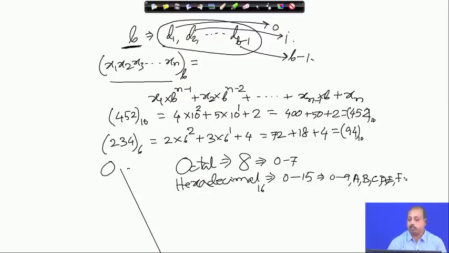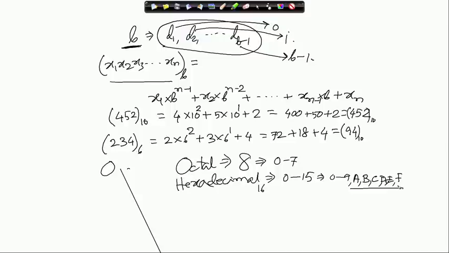You can think of A, B, C, D, E as not mattering much. We have to remember their corresponding decimal values, and you can introduce any arbitrary symbol for them. It is not mandatory that you write in terms of A, B, C, D, E, F. You have to remember the corresponding decimal values.